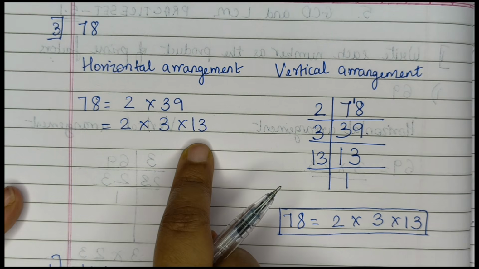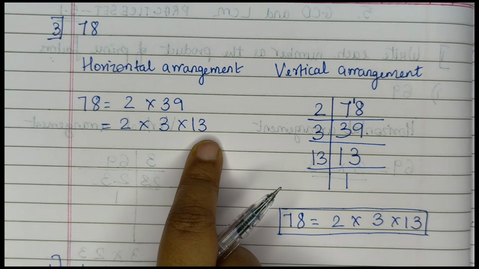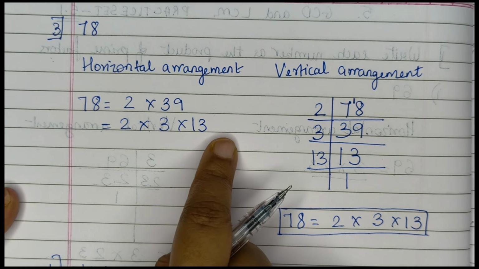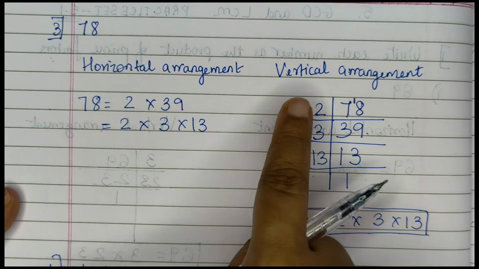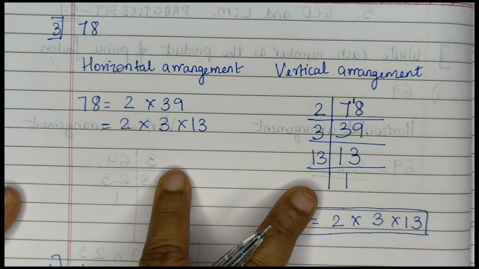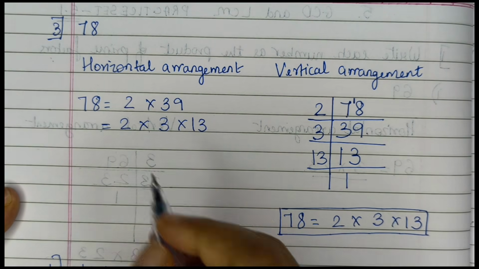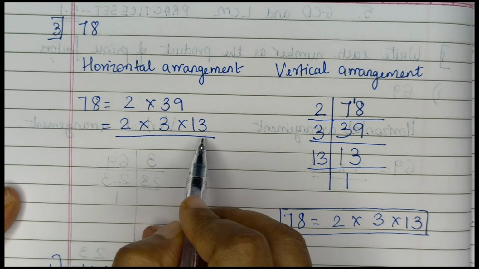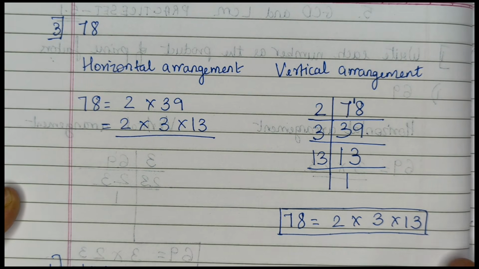Now 39, the last number. You should always see the last number is a prime number which doesn't go in any table. That means these only are the factors. Understood? So here also we got 2, 3, 13. The answer will be the same, but the methods are different. So this is the answer for 78. 2, 3, 13 are the prime factors.